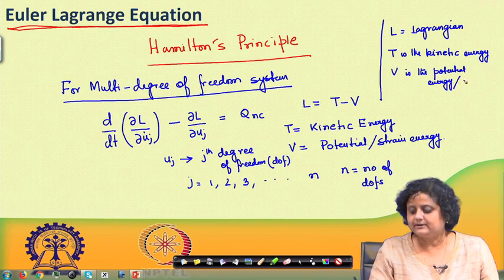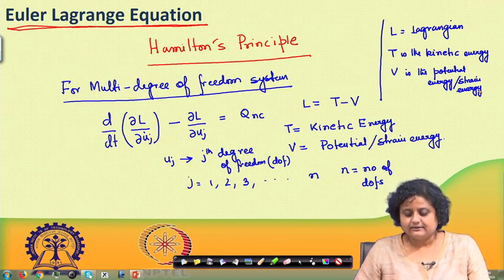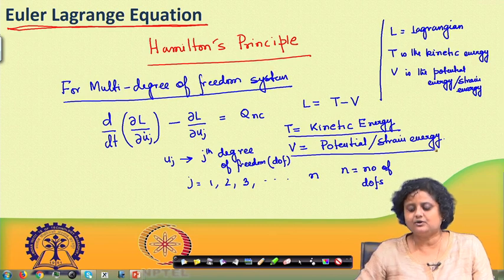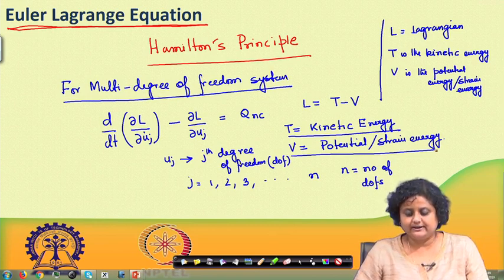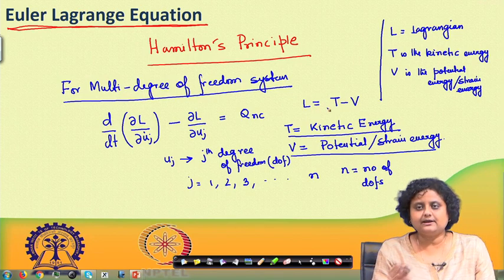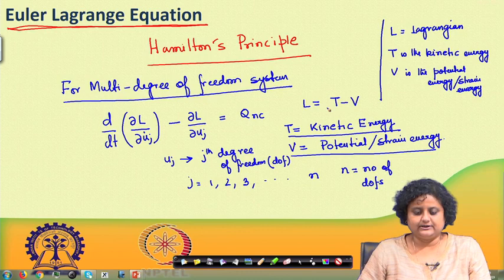So, all systems may not have a potential energy, but they may have a strain energy, the energy that is in the spring due to the expansion and contraction of the spring and so on. So, I have already written that T is the kinetic energy and V is the potential or strain energy, and L, which is called Lagrangian, is nothing but the kinetic energy minus the potential energy.